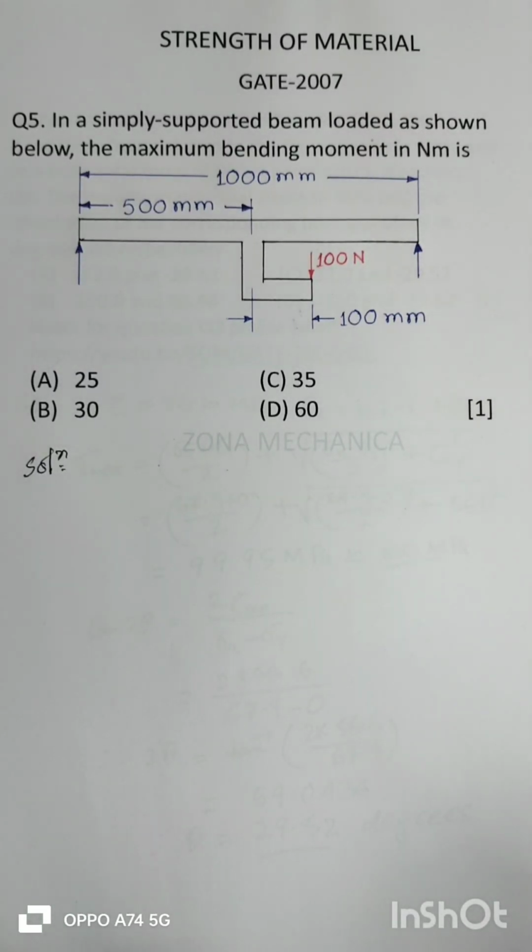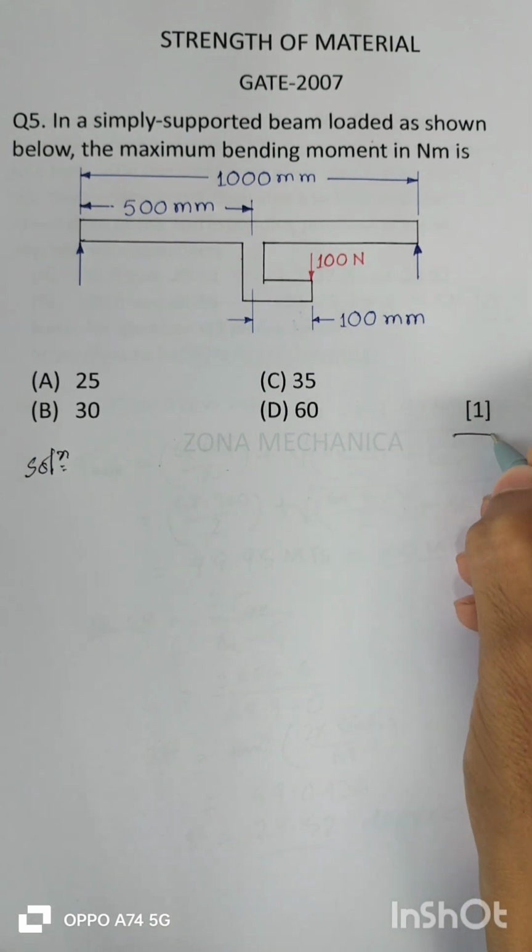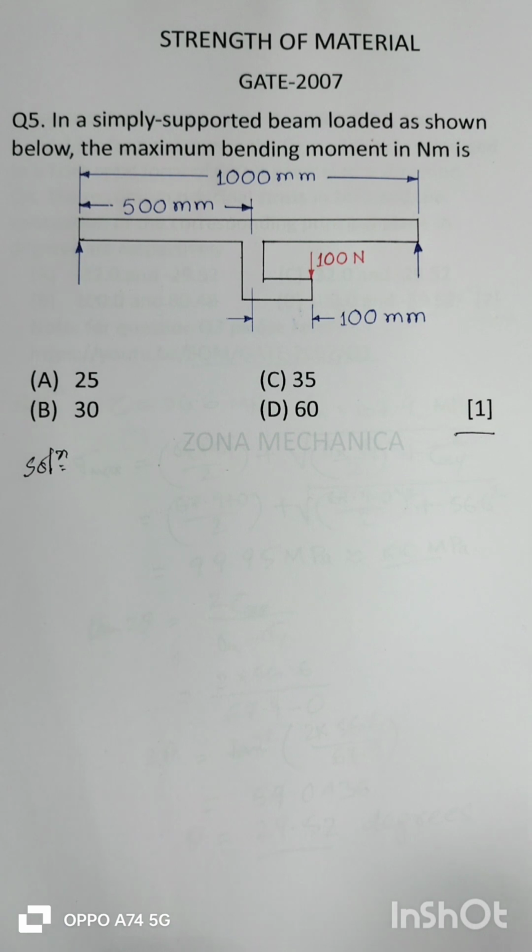There is an MCQ on bending moment. The figure at the margin indicates the weightage of the question, that is 1 mark. A simply supported beam is loaded as shown below. What is the maximum bending moment in Newton meter?